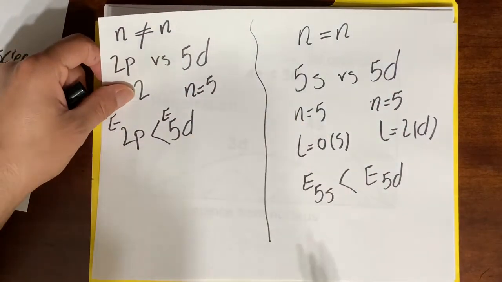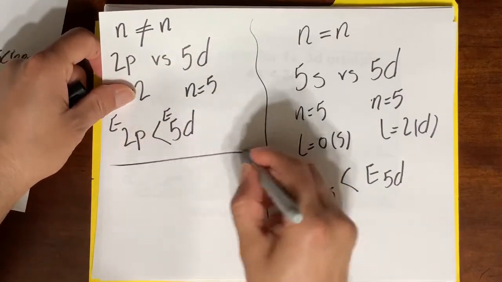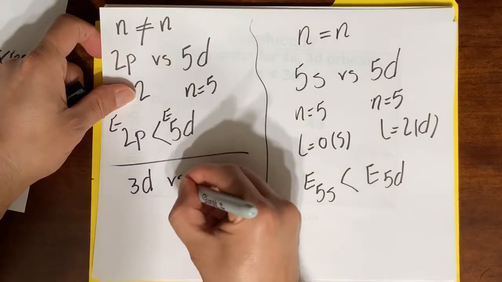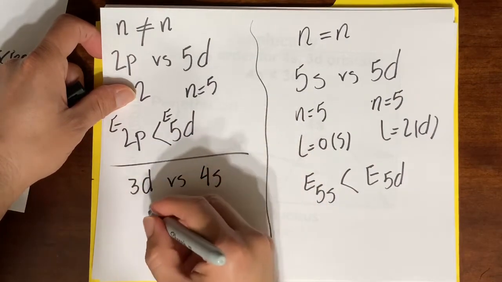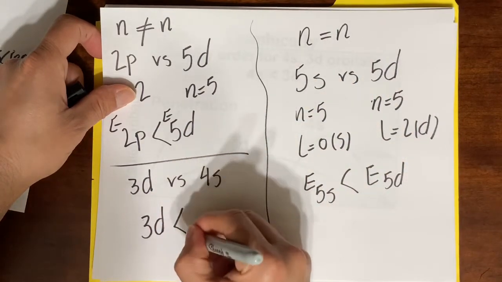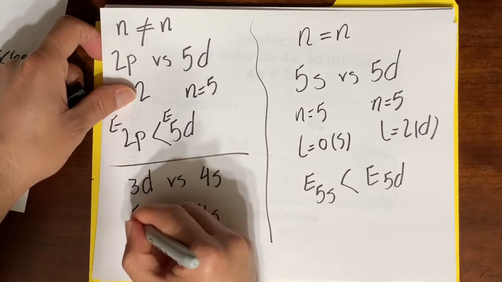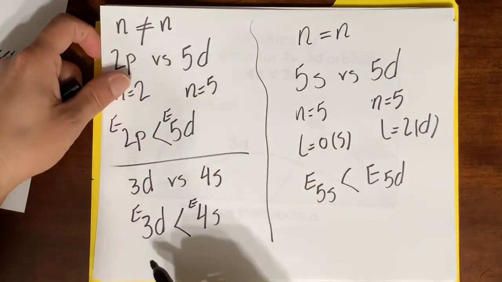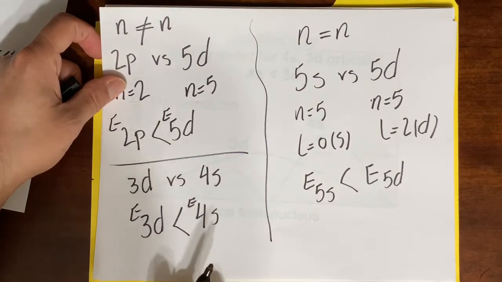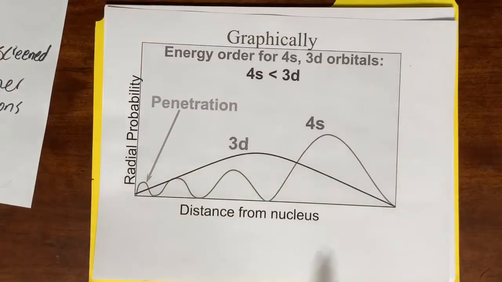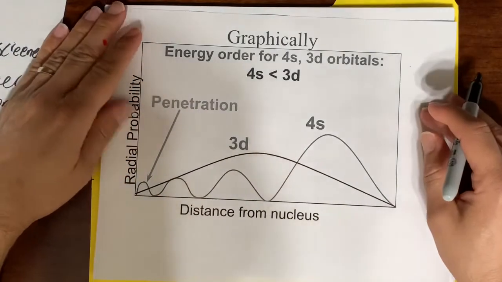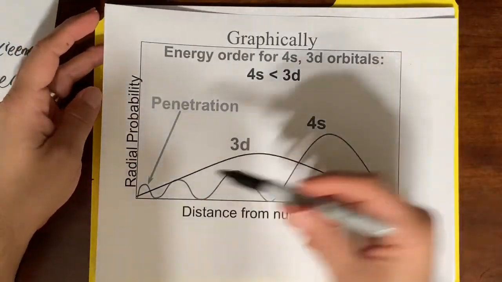Okay. So based on this theory, I'm talking about 3d versus 4s. So 4s should be higher in energy than the 3d, because we're talking about n3 versus n4. But the reality is not, okay? It's not, and we need to talk about why it's not. And we say it's because of the penetration.